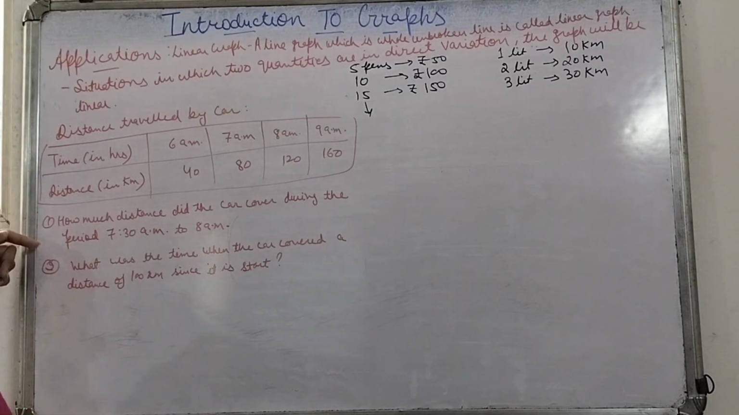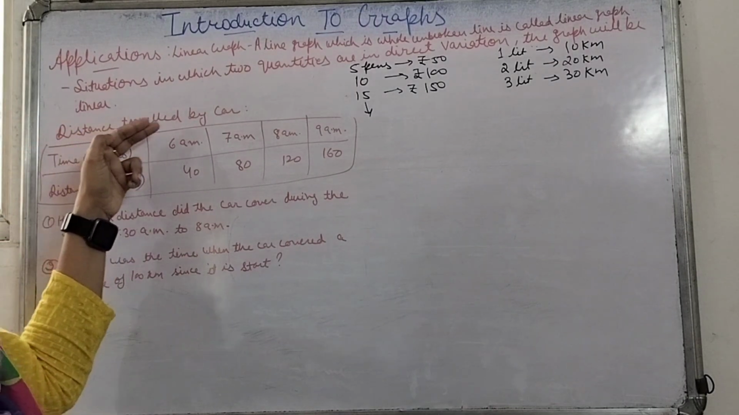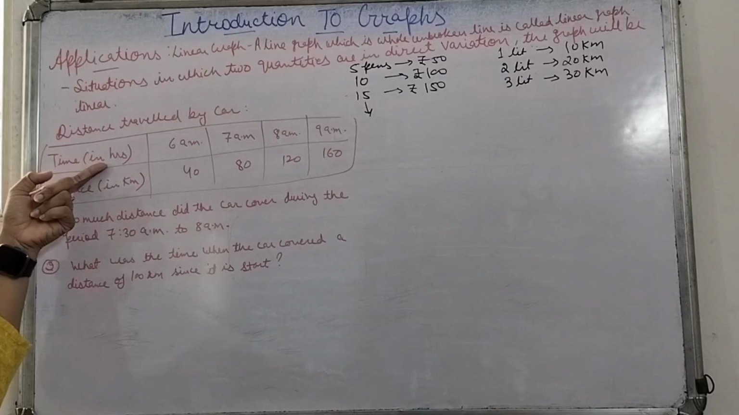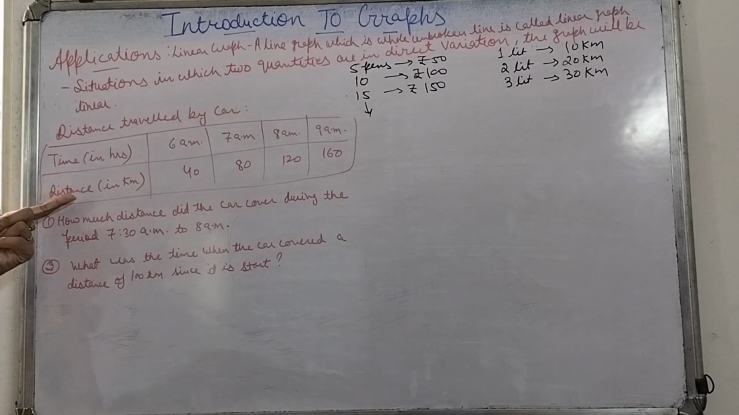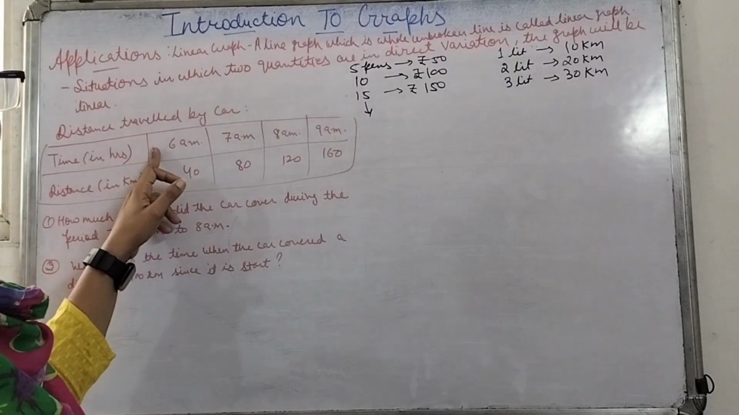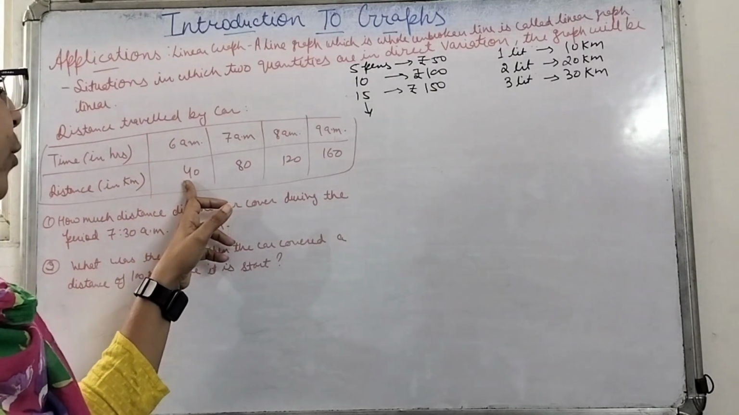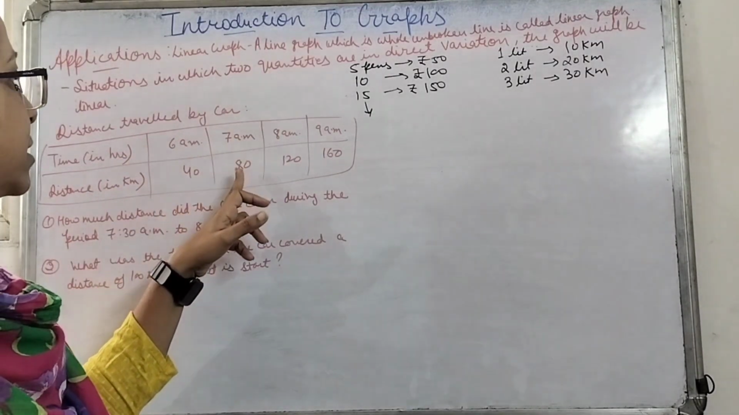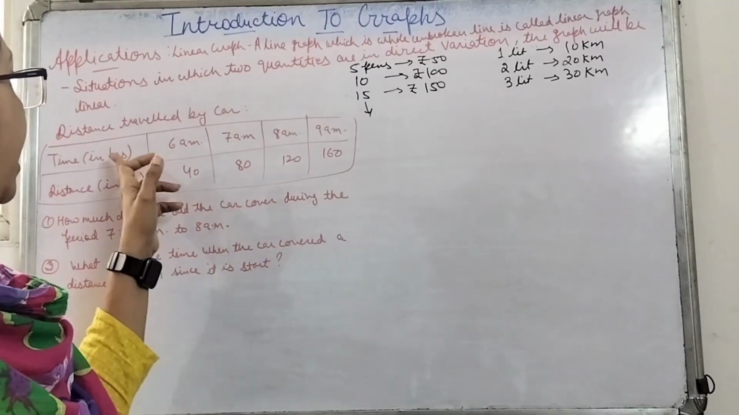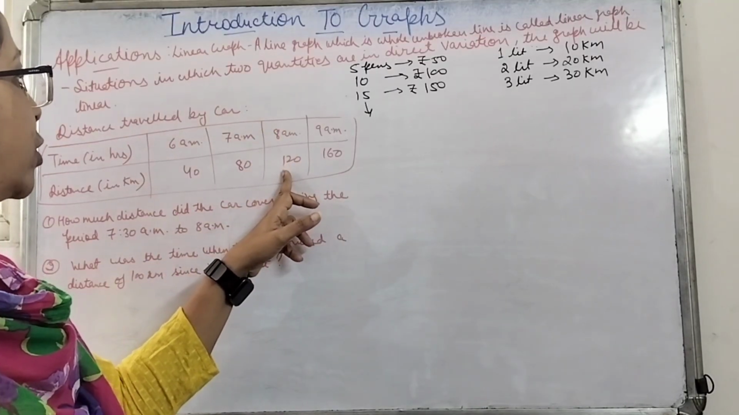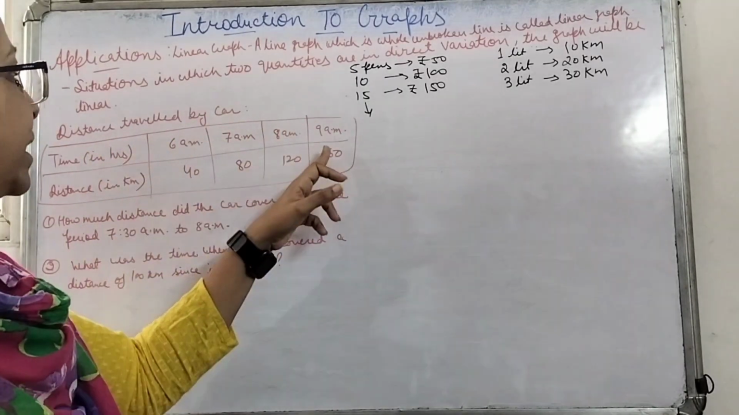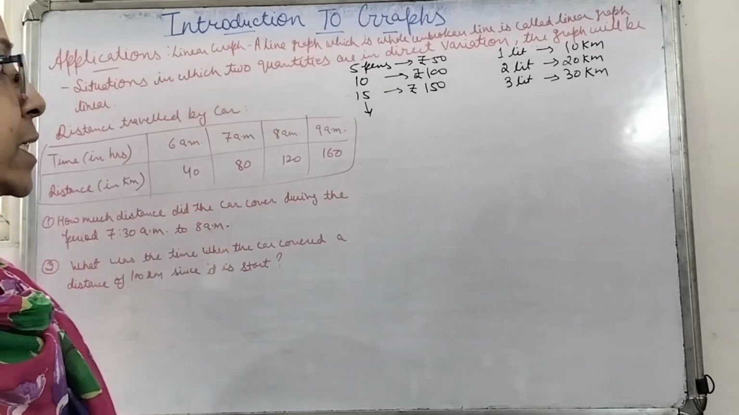Now let's take an example. Suppose we take the distance traveled by a car. Time in hours is one of the quantities, and the other quantity is distance. At 6 a.m., the distance traveled was 40 kilometers. At 7 a.m., the distance traveled was 80 kilometers. At 8 a.m., it was 120 kilometers. At 9 a.m., it was 160 kilometers.